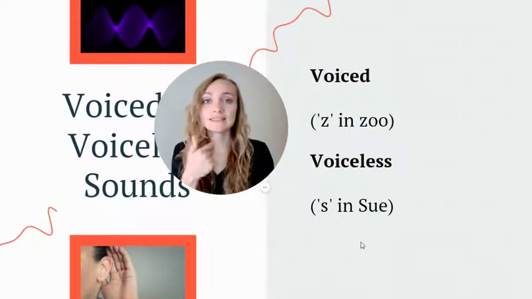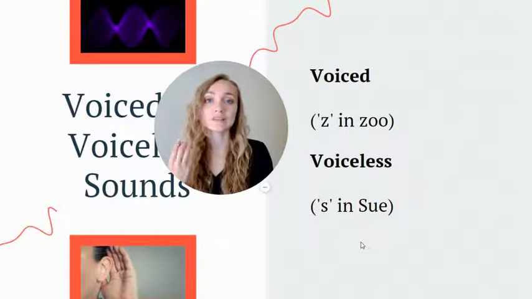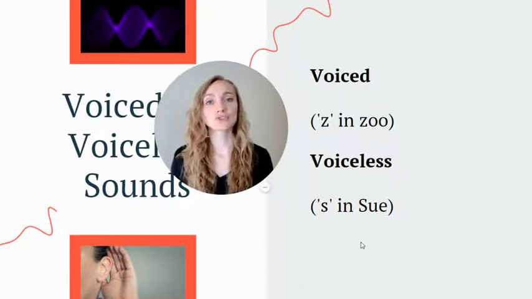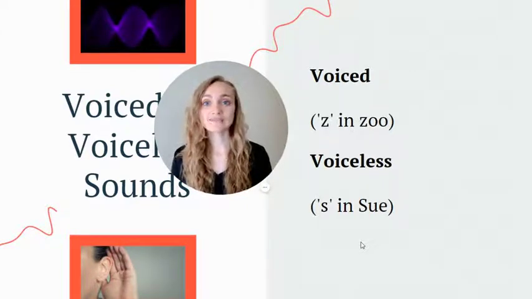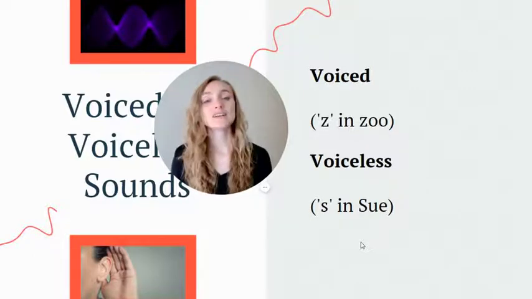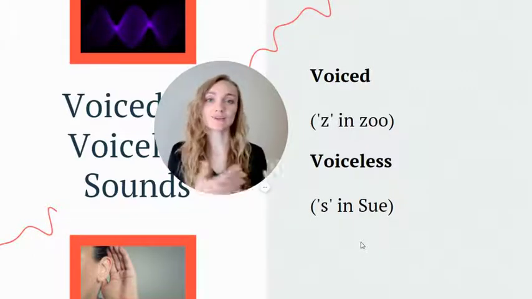And the way we make the Z and S in our mouth is the same. It's the same mouth, tongue, jaw position. The only difference is whether we're activating our vocal cords. So this is something you're already controlling on a day-to-day basis, even if you didn't realize it. So you do this in your native language and you do this in English, okay?